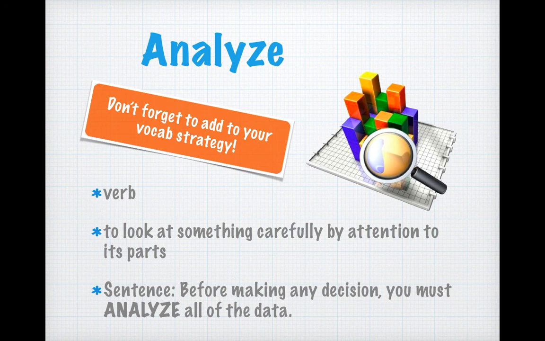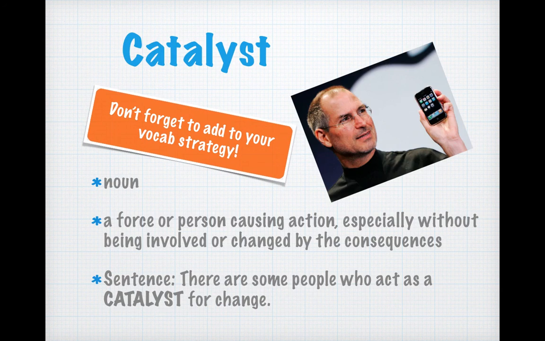The second word we're going to learn in conjunction with these roots is catalyst. Catalyst is a noun. It's a force or a person causing action, especially without being involved or changed by the consequences. So for this one, if you just remember that first part of the definition, a force or person causing action, you'll be good. The sentence that's used here is that there are some people who act as a catalyst for change.